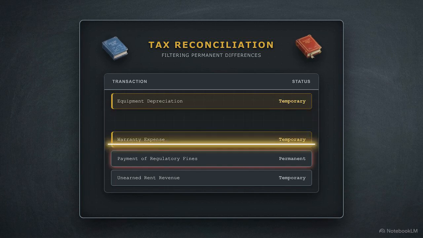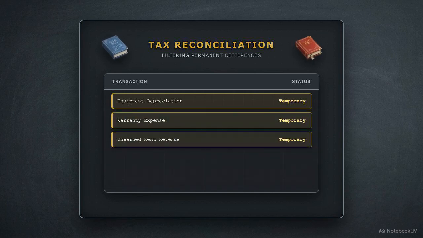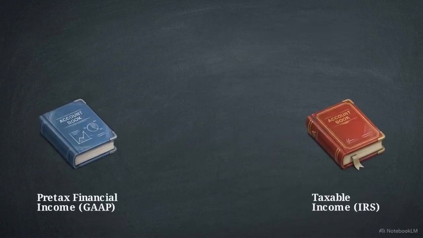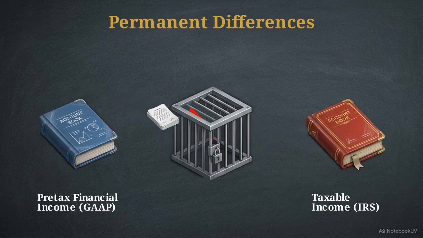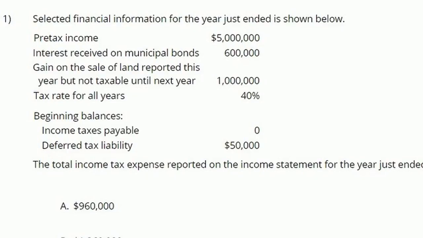We must clear the ledger of any events that will never reconcile between the two systems, no matter how much time passes. We call these permanent differences. These are items of income or expense that are recognized in either pre-tax financial income or taxable income, but absolutely never in both. Take a look at this financial table.